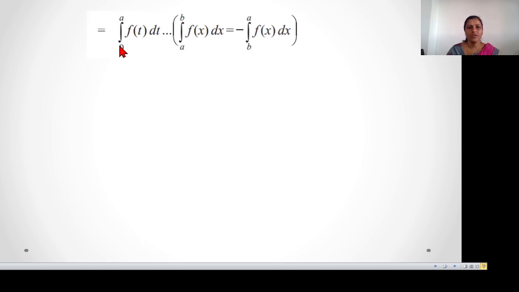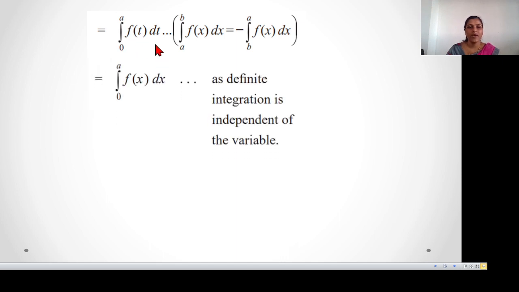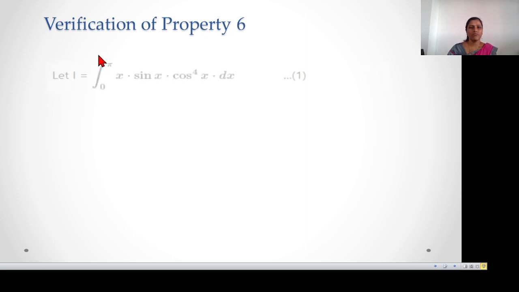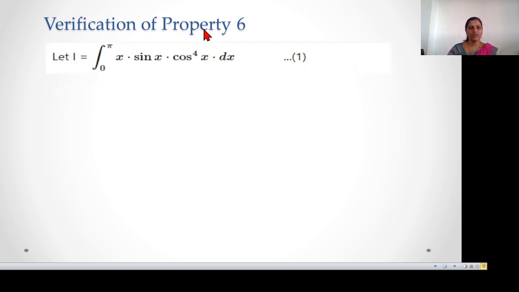Then in the next step, we apply the previous property. By using that property, we get this step: the integral from 0 to a of f of t dt. And also by the previous property, we can change this t with the variable x. So we get this term as the answer, and this term is the answer of the LHS. So our property number 6 gets verified. Now, let us see one example for verification of property number 6.